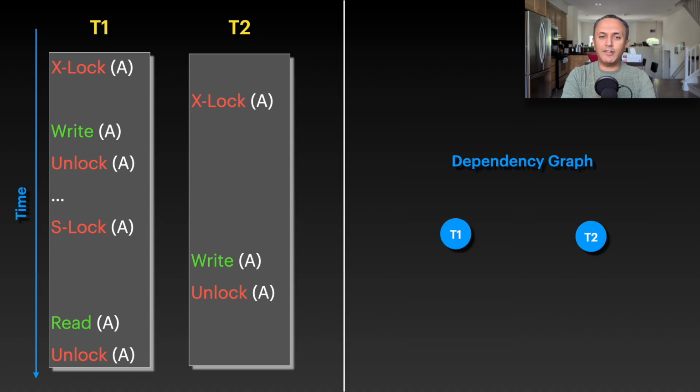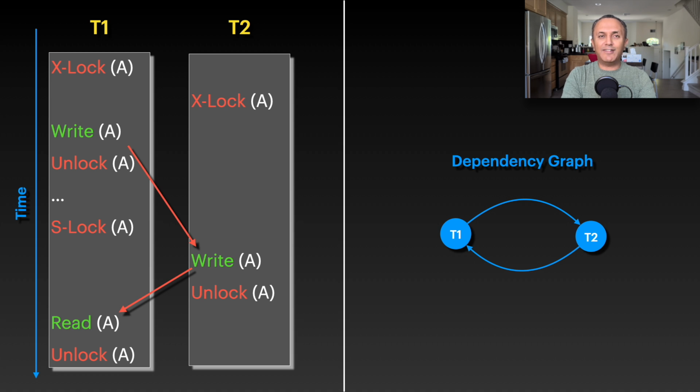Let's construct our dependency graph. How do we construct the dependency graph? We look for conflicting operations, and then for each conflicting operation, we add an edge to the graph. So the first pair of conflicting operations is write A in T1 and write A in T2. Because the one in T1 happens first, we add an edge from T1 to T2 in the graph. We have another pair of conflicting operations, which is the write A in T2 and the read A in T1. Because the T2 one happens first, we add an edge from T2 to T1 in the graph.